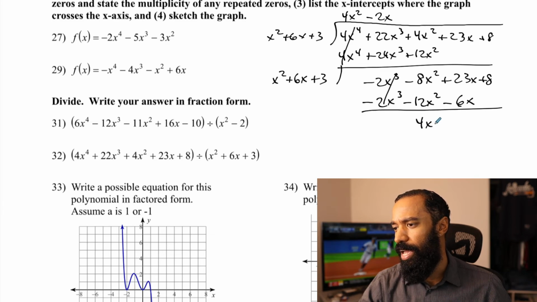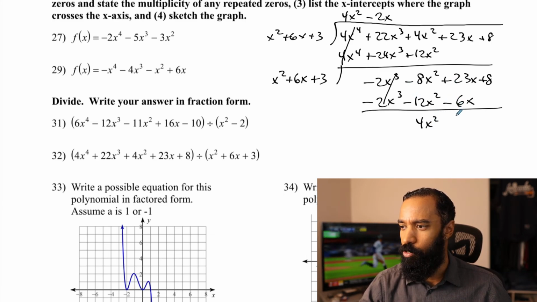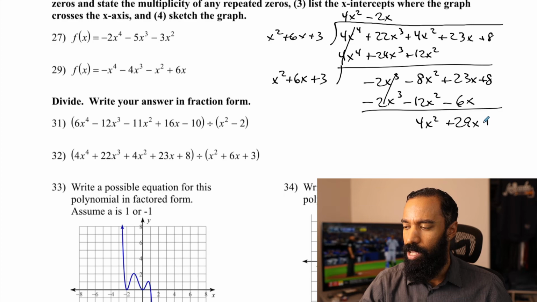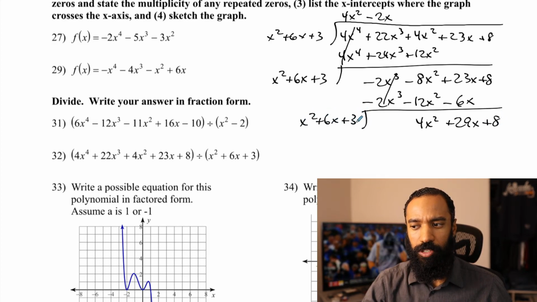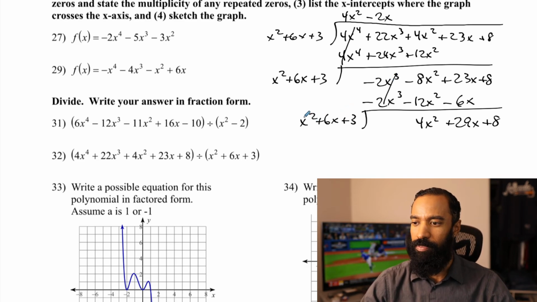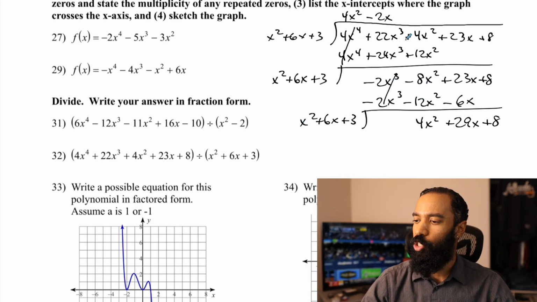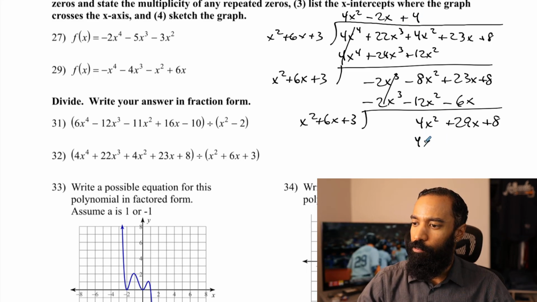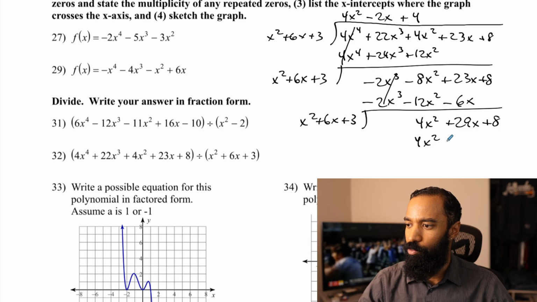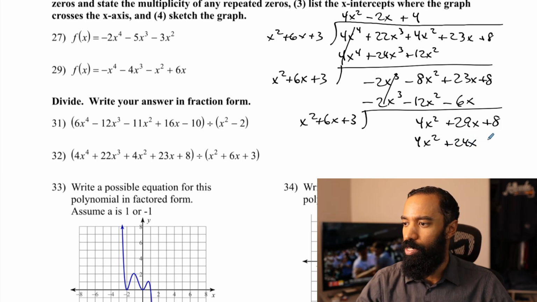We get 4x squared there, subtracting the negative. Subtracting this negative is 29x, and plus 8, hoping I'm not making a little mistake here or there. One little slip up obviously changes the whole answer, and I hope I'm not getting that. X squared right there, and 4x squared plus 4. So 4x squared here, 6x times 4 is plus 24x, and 3 times 4 is 12.